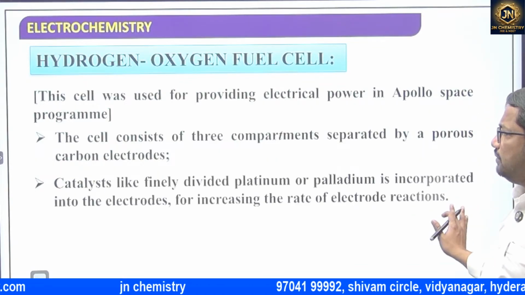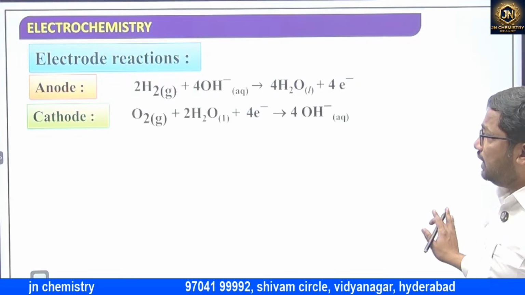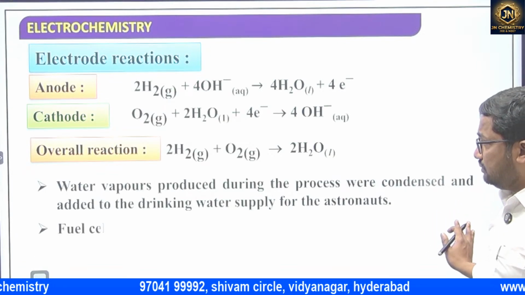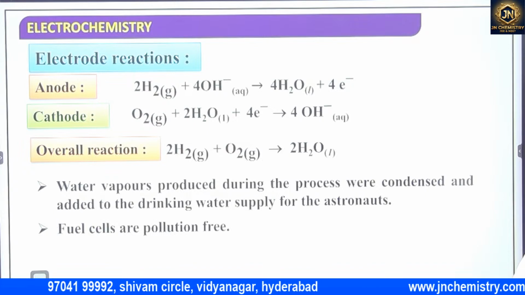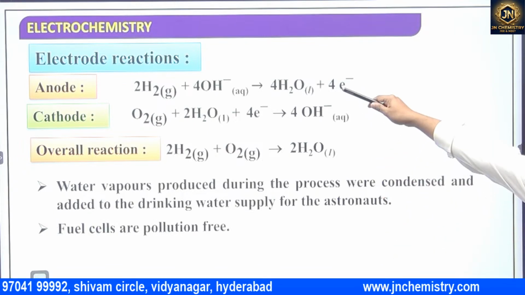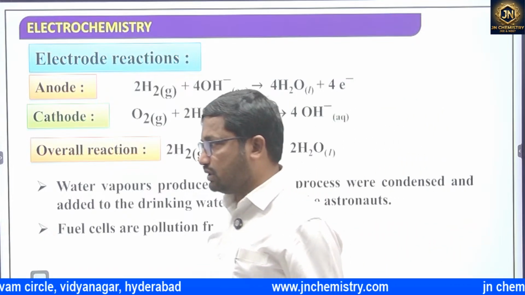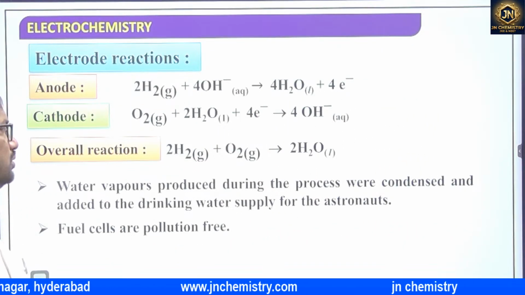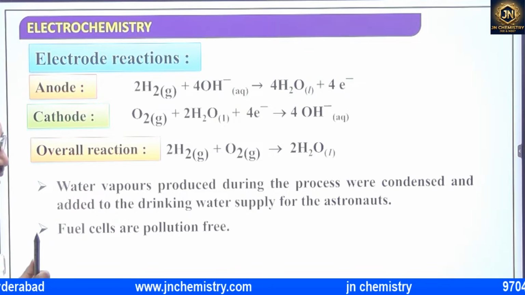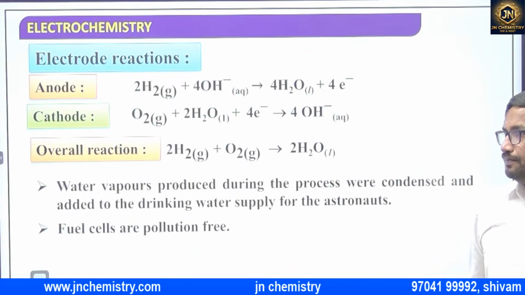Three components are separated, so all these we use. At anode and cathode the reactions are important, and the overall reaction. So fuel cells are pollution free now. Hydrogen and oxygen, just write them. Fuel cells, anodic reaction, cathodic reaction. That is important. Just take the screenshot. If it is not clear, you can go through the NCERT.